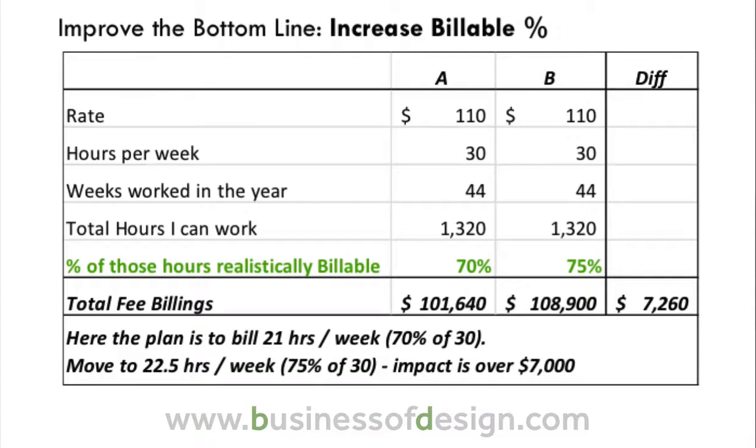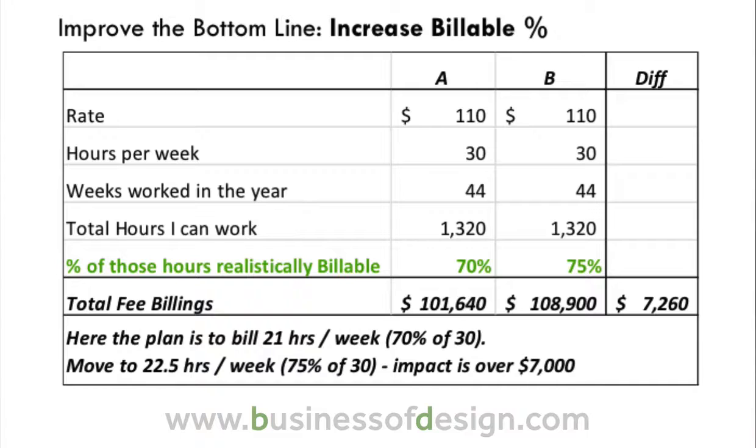Really using math to improve the bottom line boils down to going back and looking at the big variables from the plan: your goods sales, your margin on goods, your fees, and your overheads. Let's look at all those areas. In the fee area, remember our $110, 30-hour-a-week person, they were only billing 70% of the time.